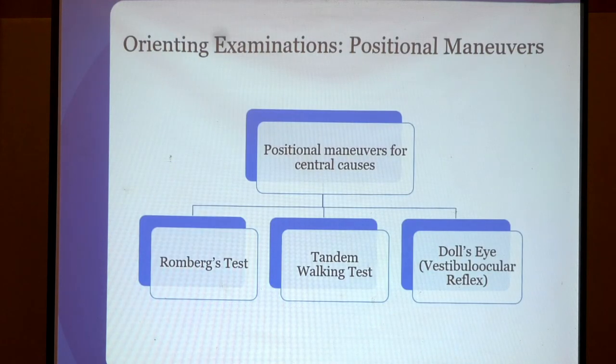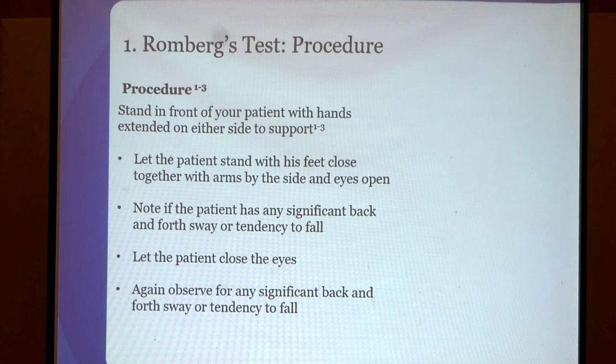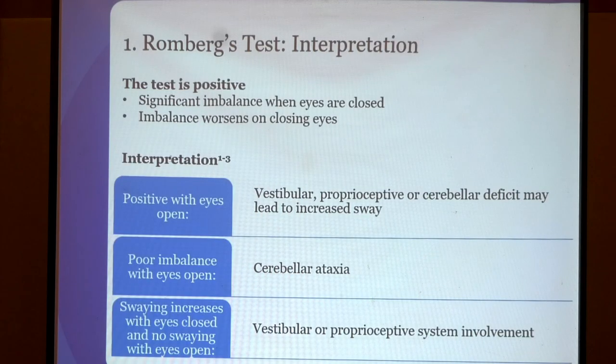So orienting the examination, we need to do some positional maneuvers even in the OPD. Maneuvers for central causes could be Romberg's test, a tandem walking test, or a vestibulo-ocular reflex test, that is the doll's eye movement. This can be done in the OPD. Romberg's test, we know, we don't go into the detail of how it's done. The test is positive when there is significant imbalance when eyes are closed, imbalance worsens on closing the eyes.